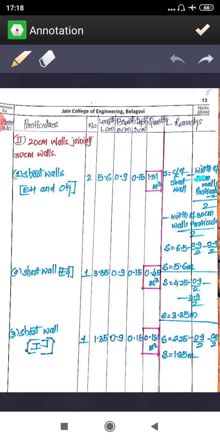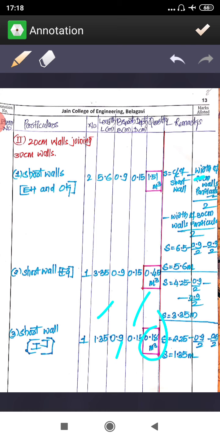The length, as I said, on one side it has a 30 centimeter wall and on the other side a 20 centimeter wall footing detail. So all the thicknesses are the same, so there is no problem. So S is equal to 4.25 minus 0.9 by 2 minus 0.9 by 2, S is equal to 3.35 meter. Similarly here for IJ, the center length is 1.35. So altogether it is 1.35 into 0.9 into 0.15, and you get 0.18 meter cube.